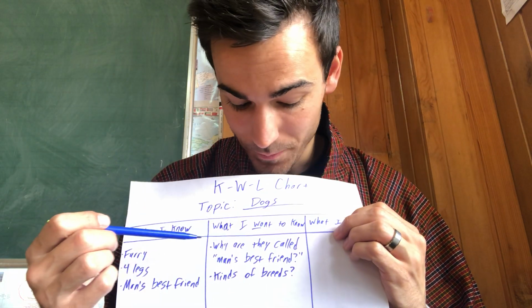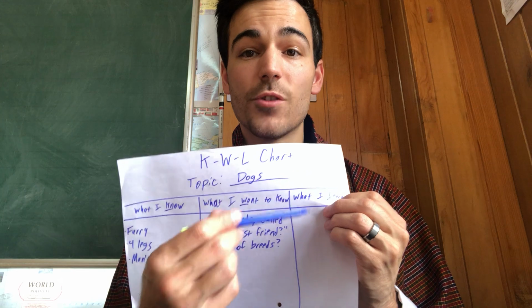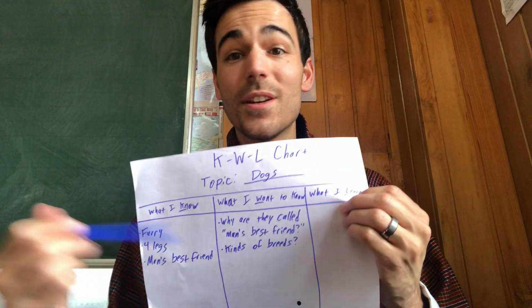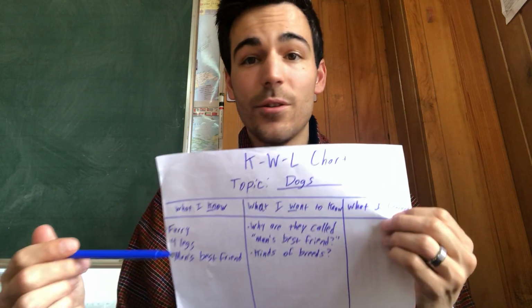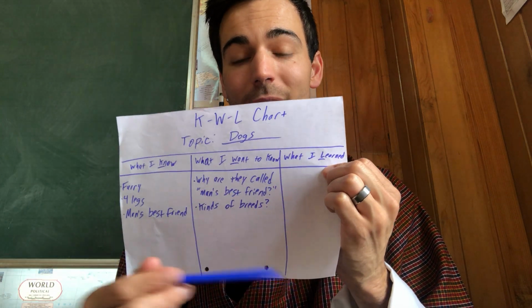Did we talk about why they're called man's best friend? Did we talk about what kinds of breeds they are? Those are things you could put here that you learned. But maybe you learned things about dogs that you didn't even think of. You didn't even know that you didn't know that about dogs, but you learned it. That will go here at the very end, okay? So that's how you use a KWL chart.